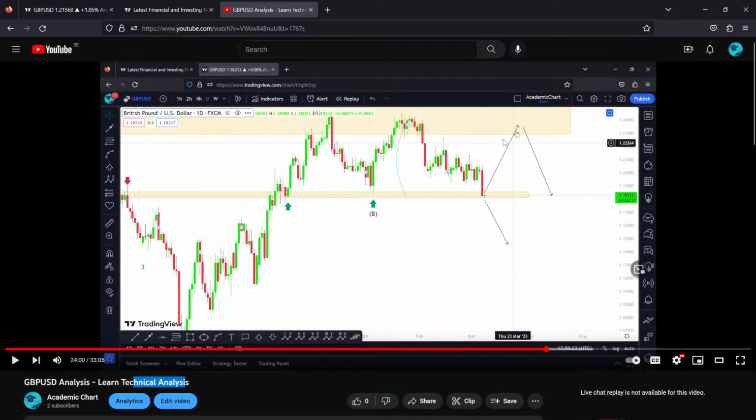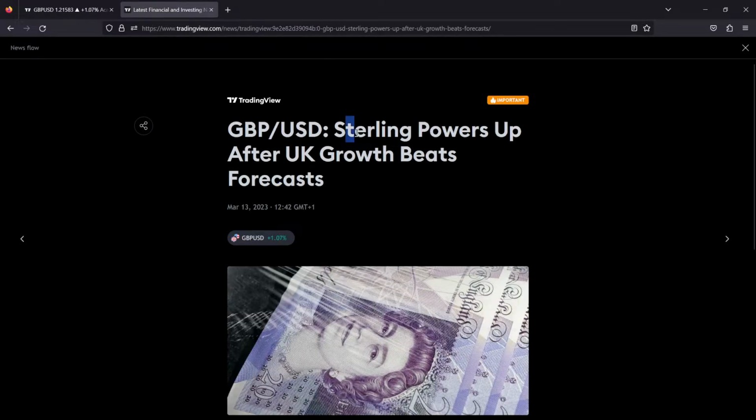So we talked about two possible short scenarios. I will go briefly back to that analysis in this one as well. So let's get rid of these and take a look at the news that was just published today.